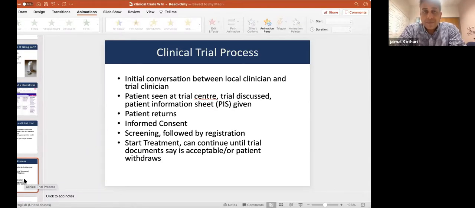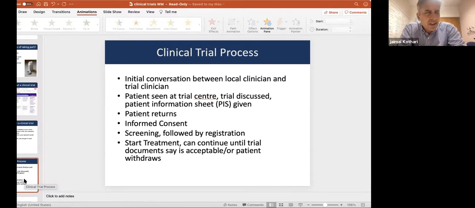So there'll be an initial conversation where sometimes I'll email out the inclusion and exclusion criteria, and the doctor will say, okay, this is fine, there's no issue here. So then they come to be seen. The trial is discussed again in some detail, and something called the patient information sheet, the PIS, is given.